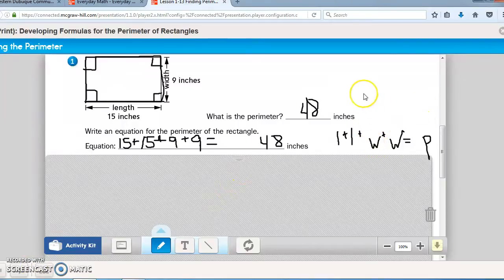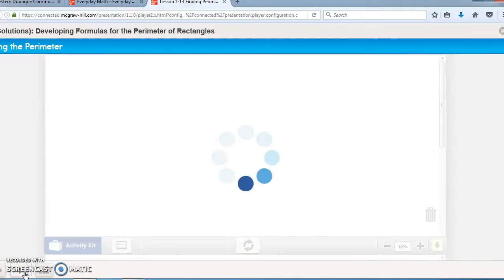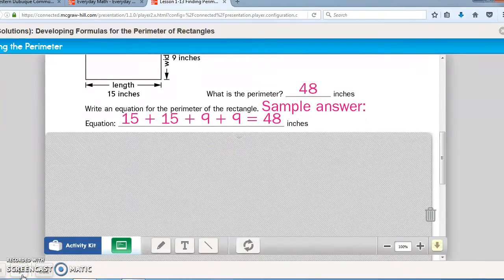So another way you could write this is you could write 2 times the length plus width equals perimeter. And the reason we could do that is because there are 2 length sides, and we wrote that as L, and there are 2 width sides. So once we added the length plus width, 15 plus 9 is 24. If I then multiply that by 2, because there are 2 lengths, 2 widths, I still would come up with the same answer, which is 48. And this is just telling you the same information that I just did with you.